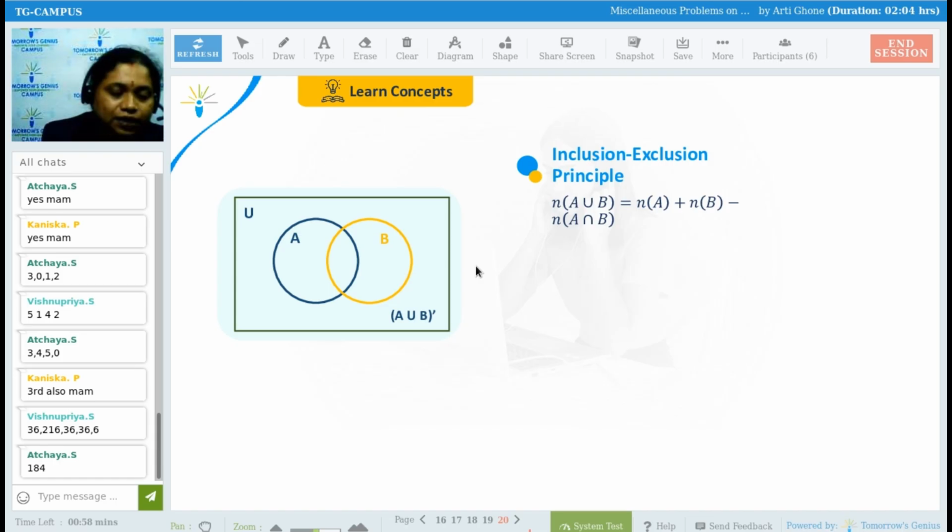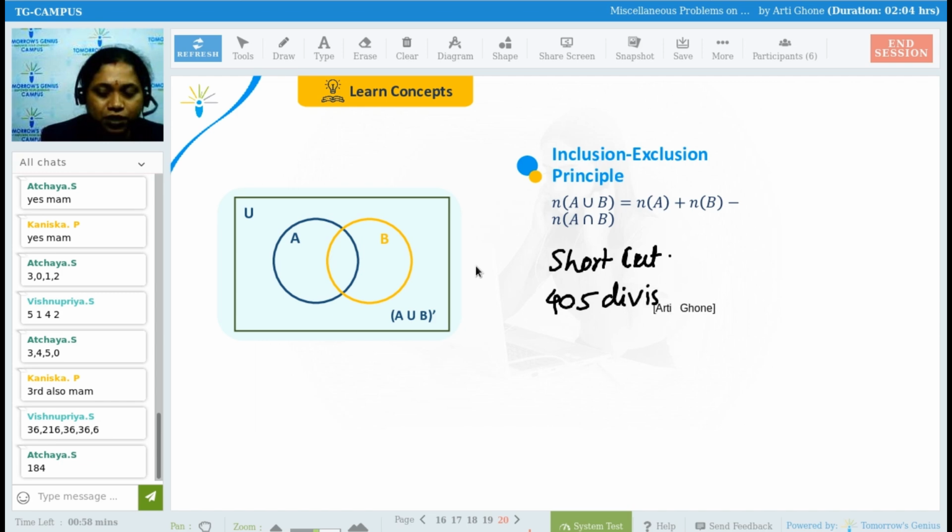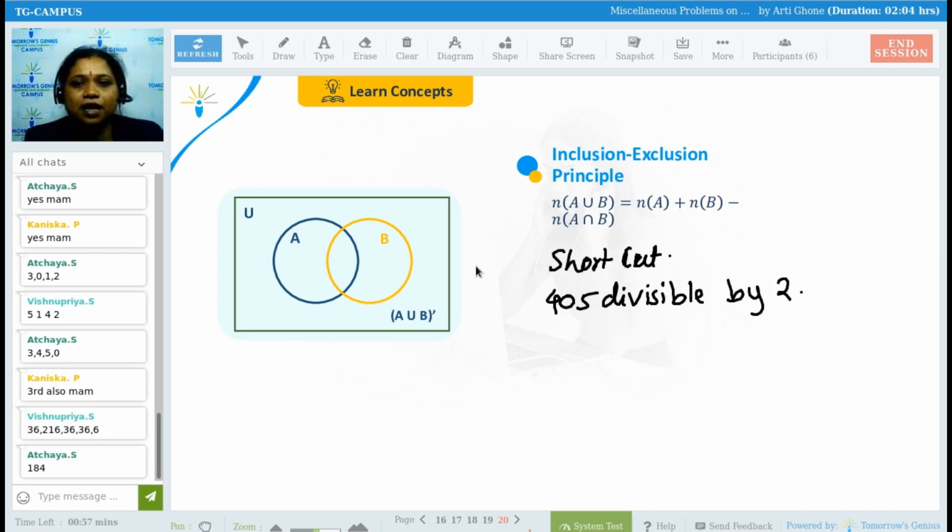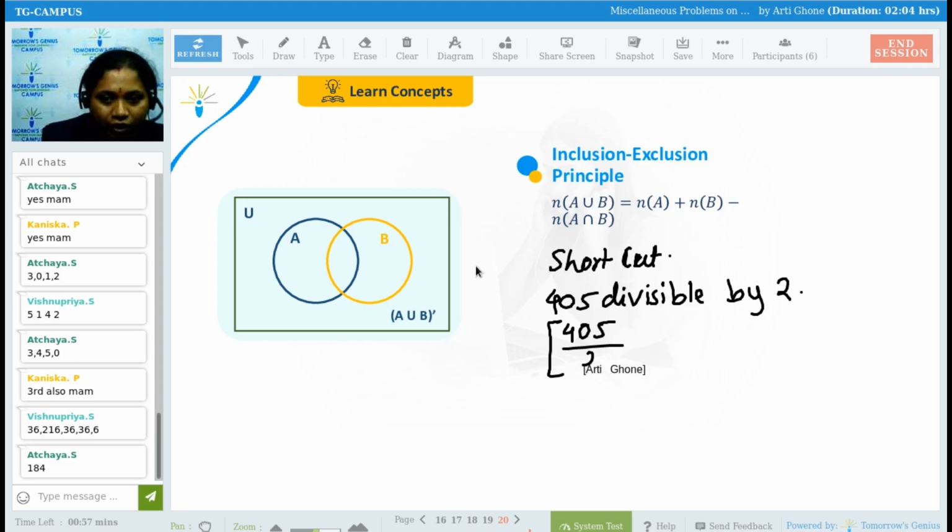Now sometimes just remember this shortcut. Whenever you are asked how many numbers up to 405 are divisible by 2, this is a simple shortcut to remember, because many times questions based on this will be asked. Can you calculate? So I'll tell you the simple trick. You have to take the greatest integer function of 405 divided by 2. So the division of 405 by 2 will be in points, right? So it is 202.5.